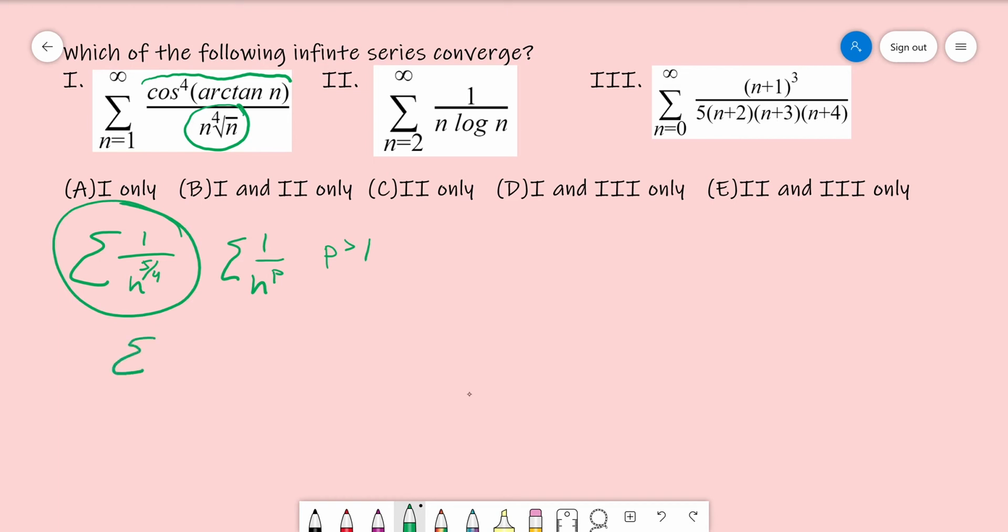And then by the comparison test, since our series, cosine to the fourth power of arctangent of n over n to the 5/4, is always going to be less than or equal to 1 over n to the 5/4, by the comparison test this is always going to converge. So we can say that 1 converges. Let's move on to 2.